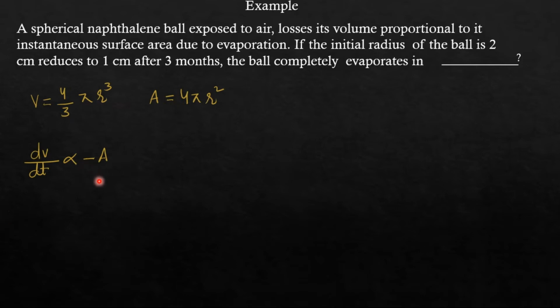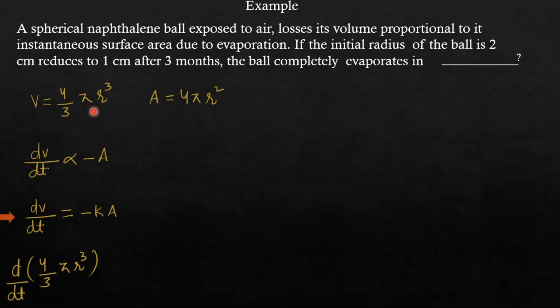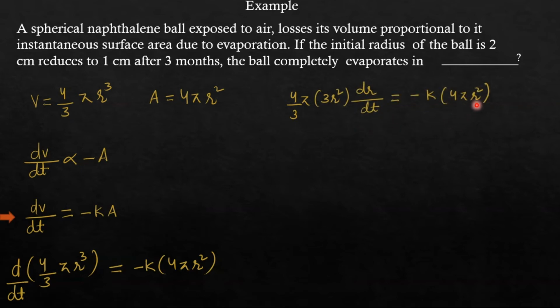Okay. Now I can write dV/dt = -k × area, where k is the proportionality constant. Now I can write d/dt of 4/3 π r³. I have replaced this V by 4/3 π r³ is equal to -k × area. The value of area is 4π r², so k × 4π r². Now differentiate this with respect to time. You will get 4/3 π, and the differentiation of r³ will be 3r² dr/dt is equal to -k × 4π r².